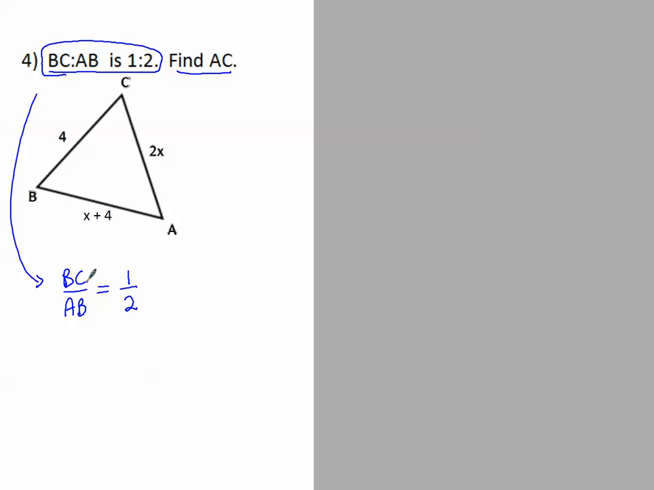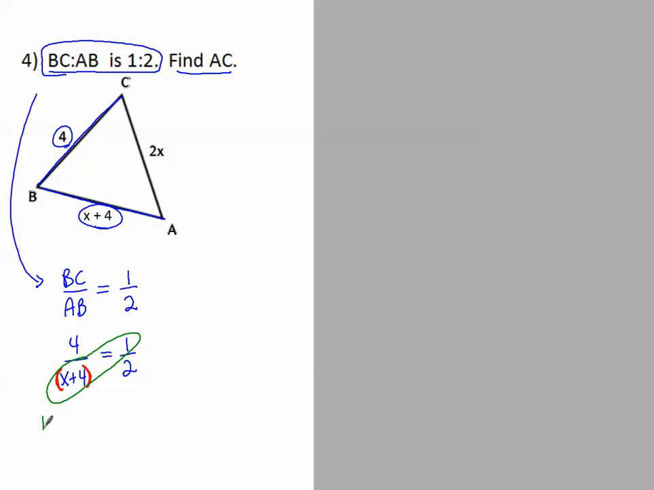BC means the length of BC. BC is this guy right here, says 4. Substitute. AB is this guy right here, says x plus 4. Substitute, plug it in. Equals 1 over 2. We just reviewed solving proportions. I bet you can solve this. I see x plus 4 right away. Put parentheses before we cross multiply. Then cross multiplying will be easier.